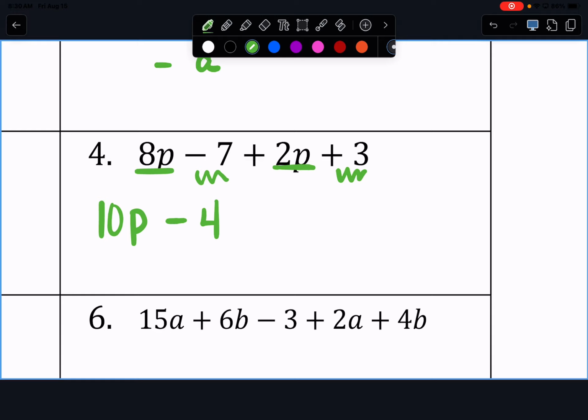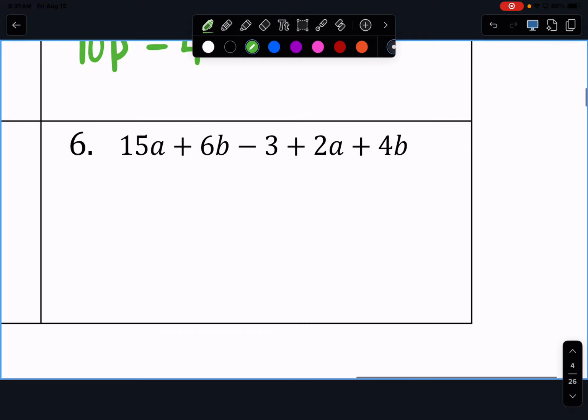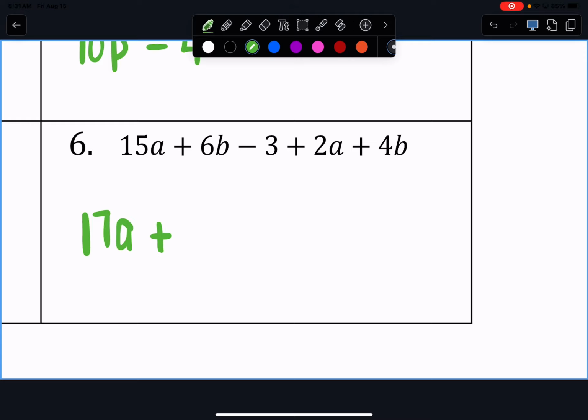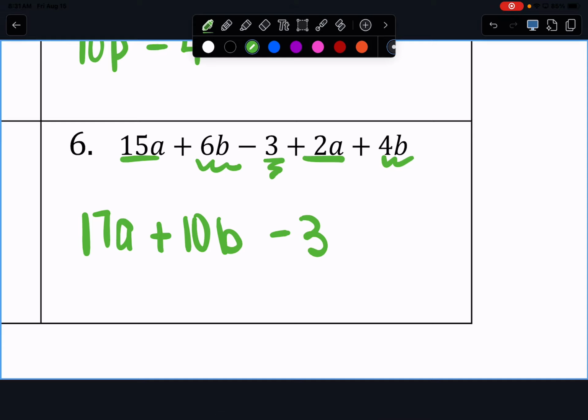And if the whole point of the problem says write it in standard form, then you have to write it a specific way. But if I'm just asking you to simplify it, not really. All right, for 6, 17a plus 10b minus 3. Because we combined 15a and 2a, 6b and 4b, and negative 3. All right, we are good to look at the next page. I don't really know how the layout is, because mine is not front and back.